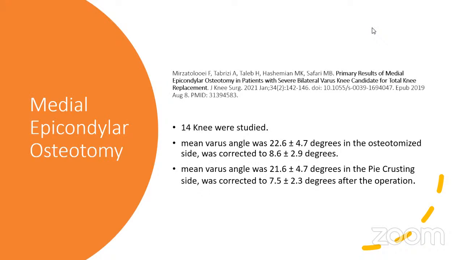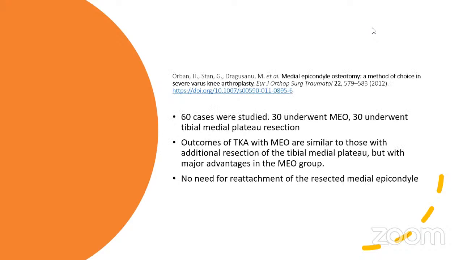Mirzatulio et al., in their study on primary results of medial epicondylar osteotomy in patients with severe bilateral varus knees, studied 14 knees. In one knee, they conducted an osteotomy, and in the opposite contralateral knee, they did a pie crusting. They were able to achieve similar results in both the procedures. So they concluded that osteotomy was a safer and more controlled procedure compared to pie crusting in correcting their varus deformity.